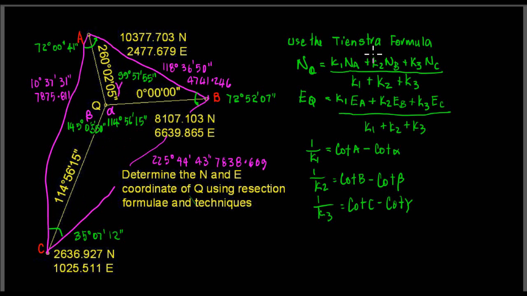And here we have our formula: K1 times northing A, plus K2 times northing B, plus K3 times northing C, over K1 plus K2 plus K3. Now K1 is equal to 1 over cotangent A minus cotangent alpha, 1 over K2 is equal to that, 1 over K3 is equal to that. So it follows a very familiar, very simple pattern.